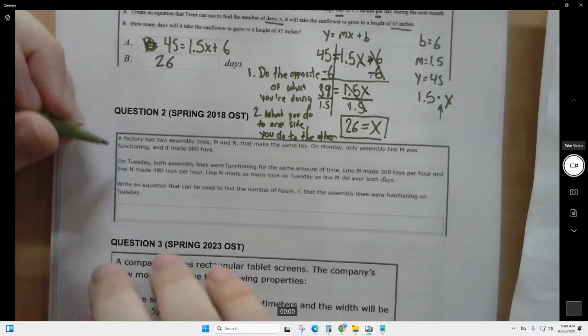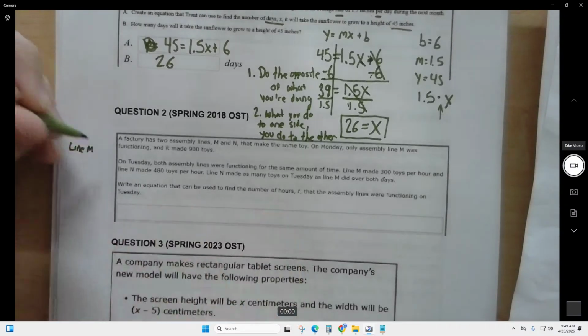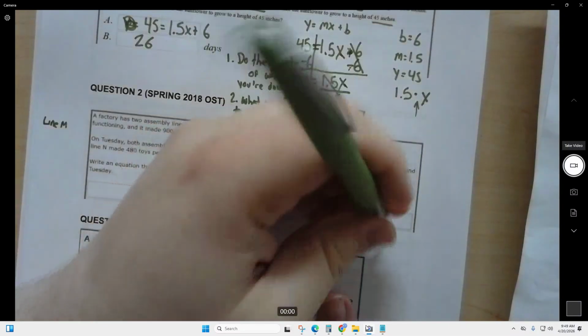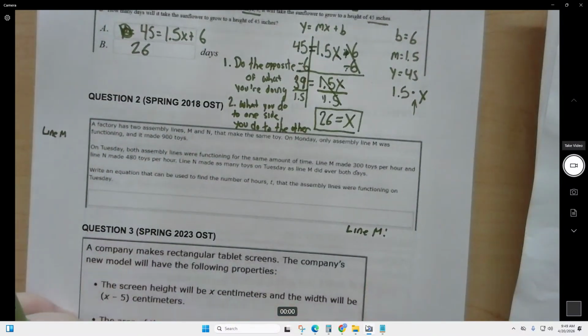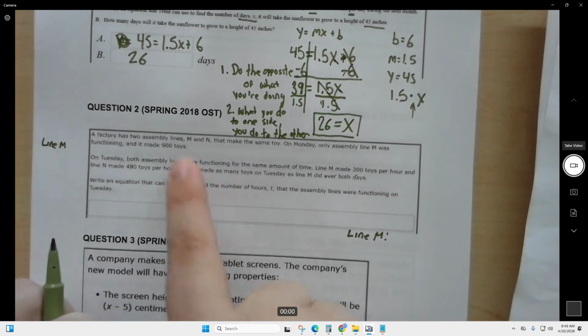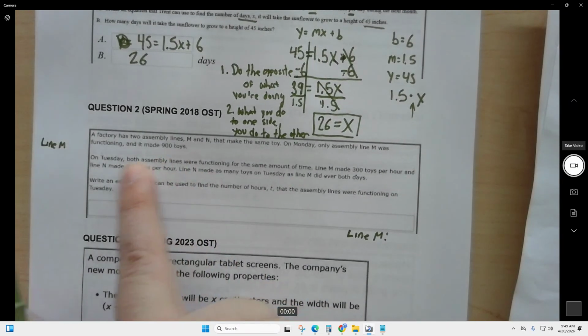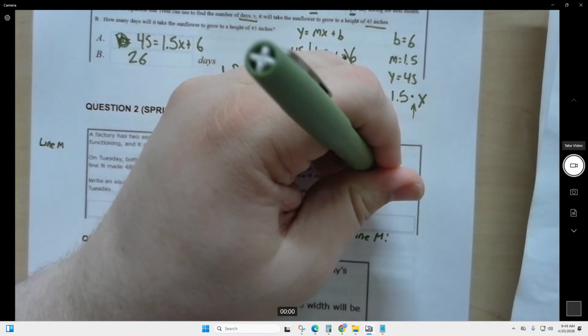So, let's talk about line M. Okay. They didn't really leave much room to write for this question. You'll have to fix that for the future. Line M ran both days. It made 900 toys. And then on Tuesday, it made 300 toys per hour.